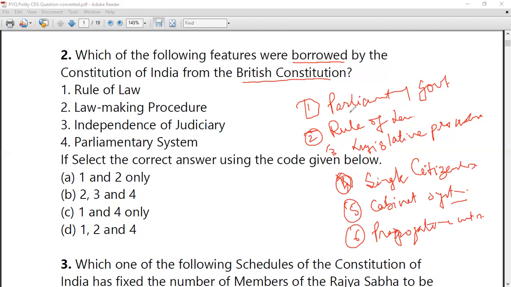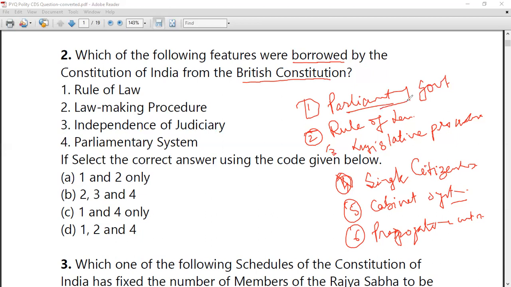The parliamentary form of government we have taken from the British Constitution. To make you better understand this parliamentary form of government, there should be a parliament in which the real executive head is the Prime Minister and the nominal head is the President of India. In the presidential form of government, you will find the real head of the executive is the President. For example, in the USA, that is the presidential form of government. And here we have the parliamentary form of government. So we have taken the parliamentary government.